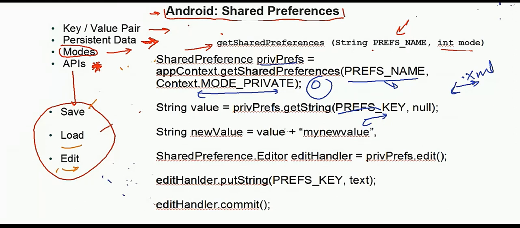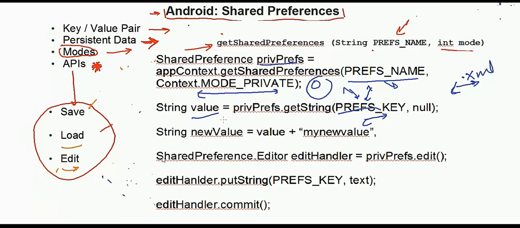Now in our next line, we try to change this value. Let's say that the value we got by getting the string preference key from our preference object, we add a new value, plus my new value, a string, and we put it in a new string called new value. Now we want to store this new value with the key preference key. This key will now have this new value.